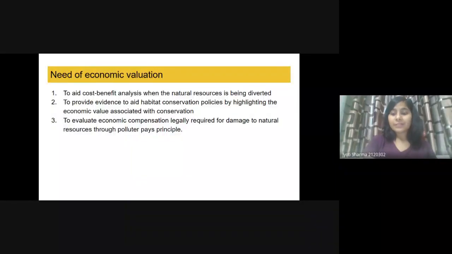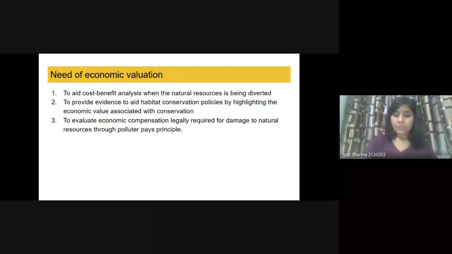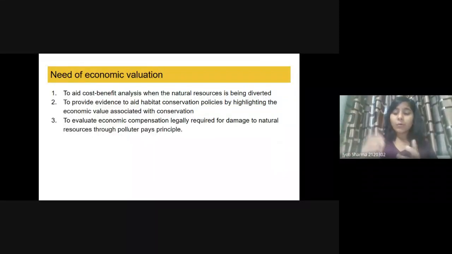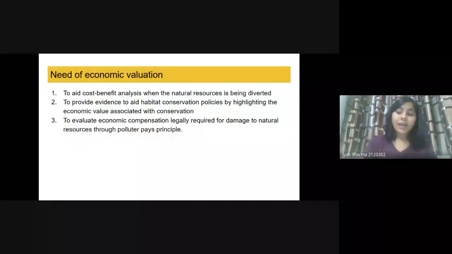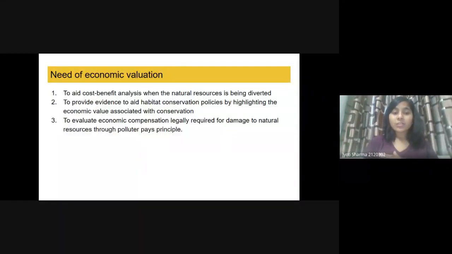So such kind of analysis you do before the investment. Likewise, if you have natural resources and you are diverting them to, let's say, creating a hospital, then you have to do the cost benefit analysis for that. Are you getting the same benefit, or more benefit, from creating the hospital as compared to the forest you have in that place? So such kind of cost benefit analysis you have to do.